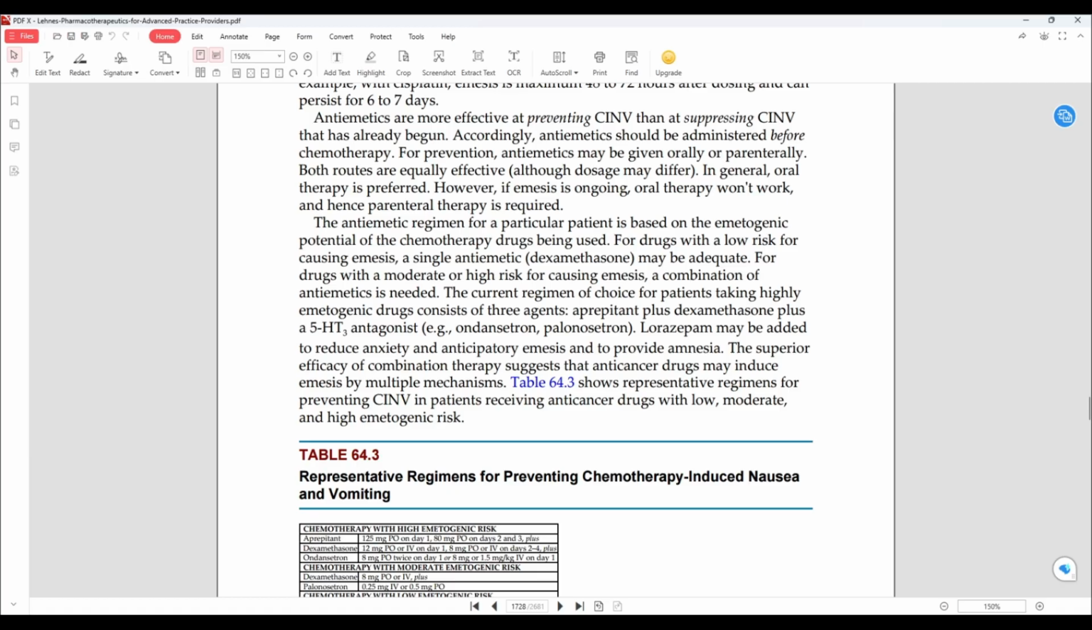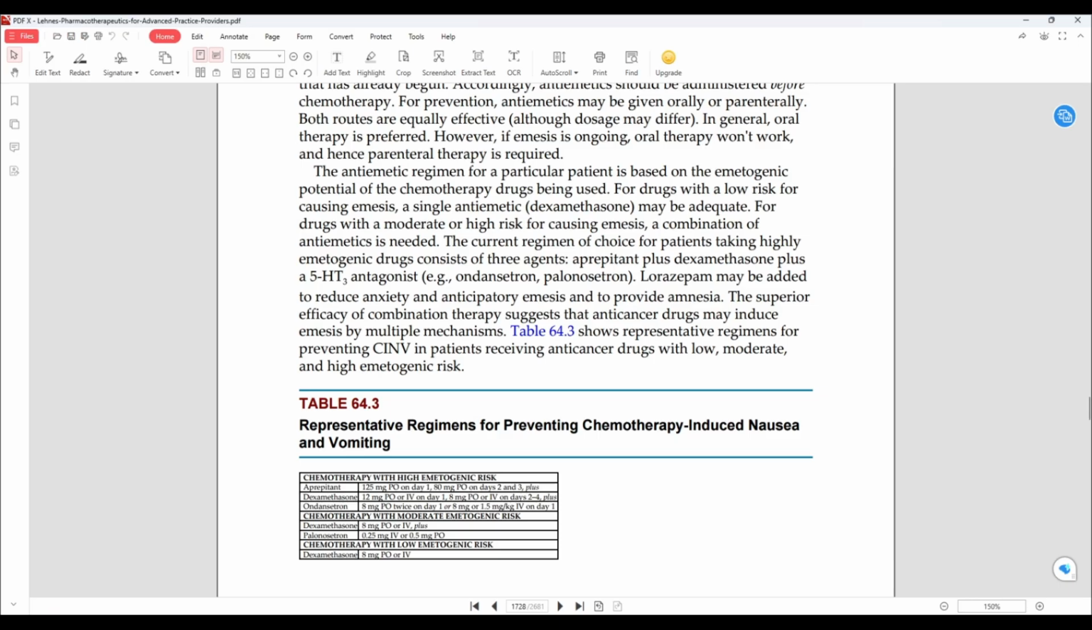For prevention, antiemetics may be given orally or parenterally. Both routes are equally effective, although the dosages may differ. In general, oral therapy is preferred. However, if emesis is ongoing, oral therapy won't work, and hence parenteral therapy is required.